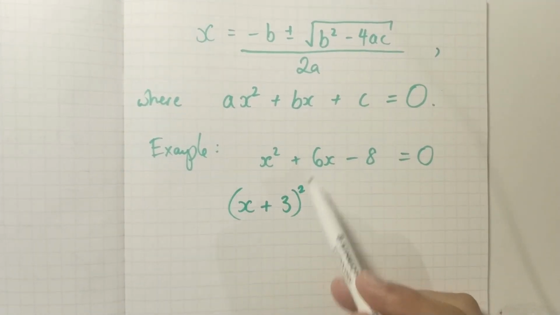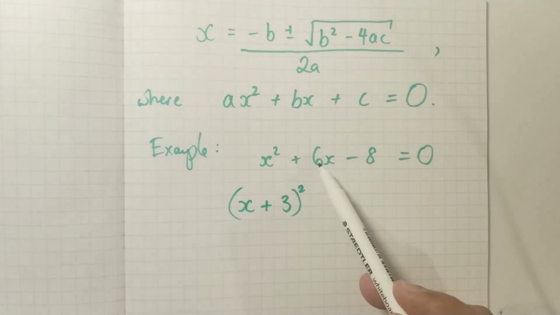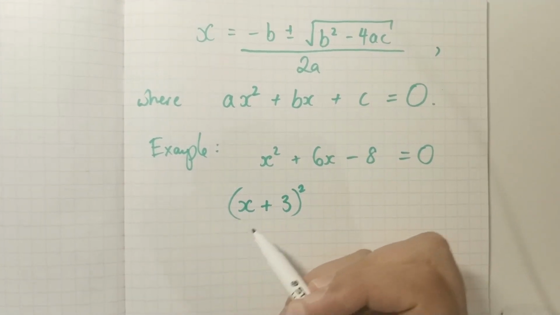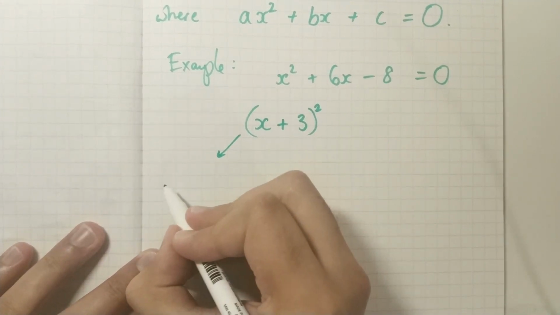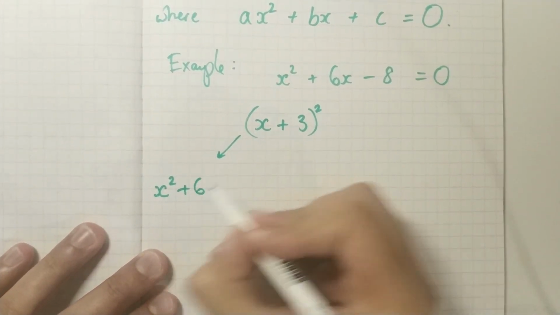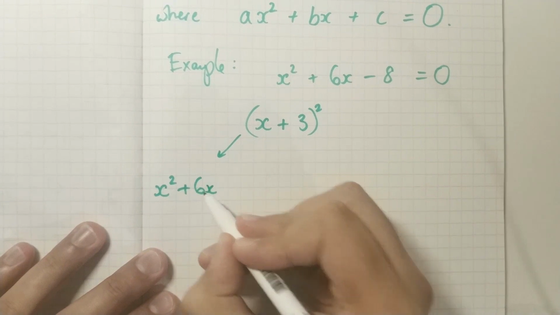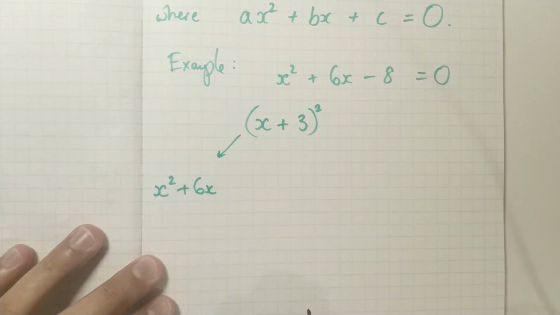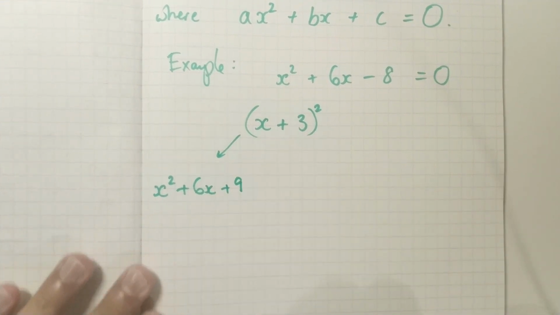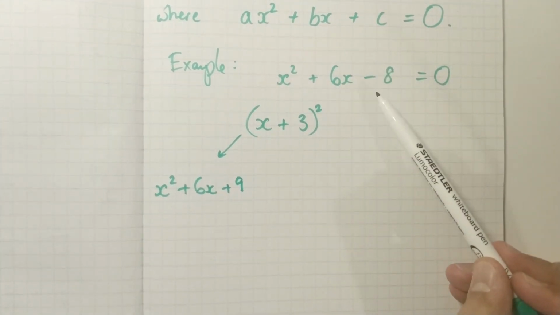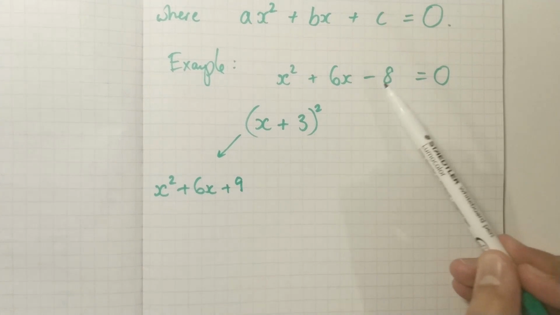And the reason I'm always going to get a half of this number there is because, if I take this x plus 3 to the side and expand it, I'm always going to get double of this thing here as the coefficient for the x term. So I'm going to get x squared plus 6x plus 9. But if I look back here, I don't really want this to be a plus 9. I want it to be a minus 8.